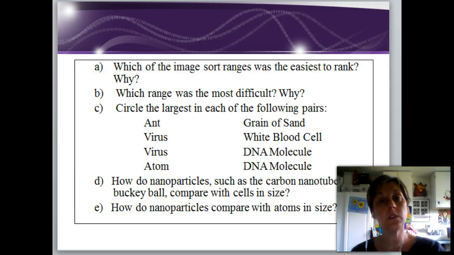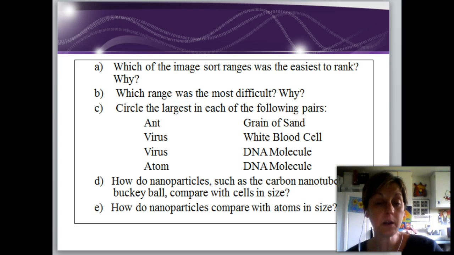Okay, so think about this. Which of the images were the easiest to rank and why? And then which was the most difficult and why? Think about that for a minute and pause the recording.